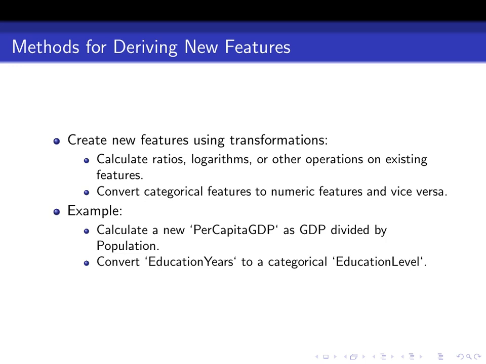Similarly, you can convert categorical features into numeric ones or vice versa. An example is transforming education years into a categorical feature like education level. These transformations can reveal new patterns and improve your analysis.